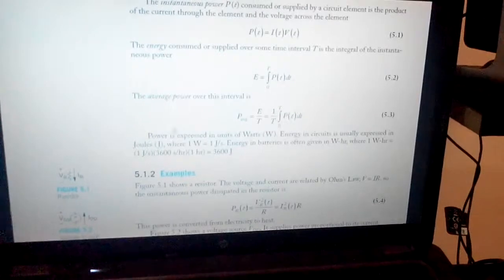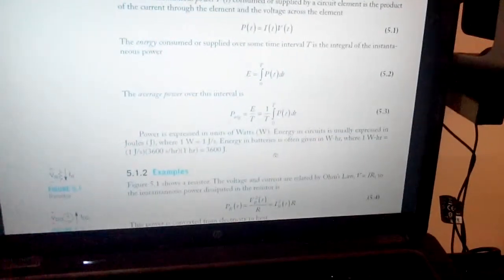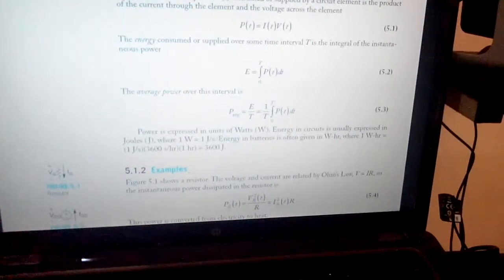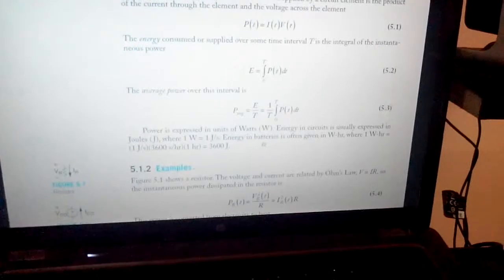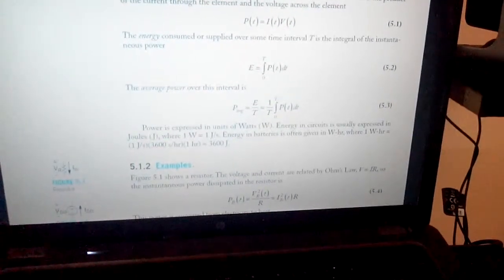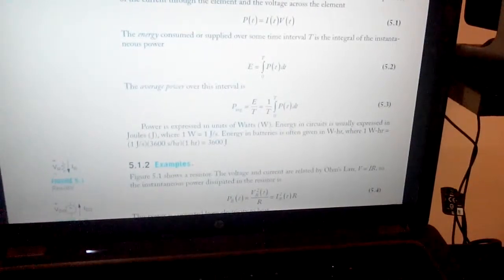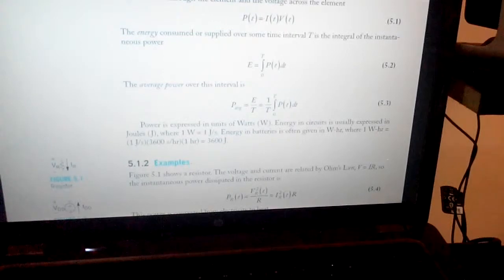and power is expressed in units of watts. Energy in circuits is usually expressed in joules, where 1 watt is equal to 1 joule per second. Energy in batteries is often given in watt hours, where 1 watt hour is equal to 1 joule per second times 3,600 seconds per hour times 1 hour, which is equal to 3,600 joules.